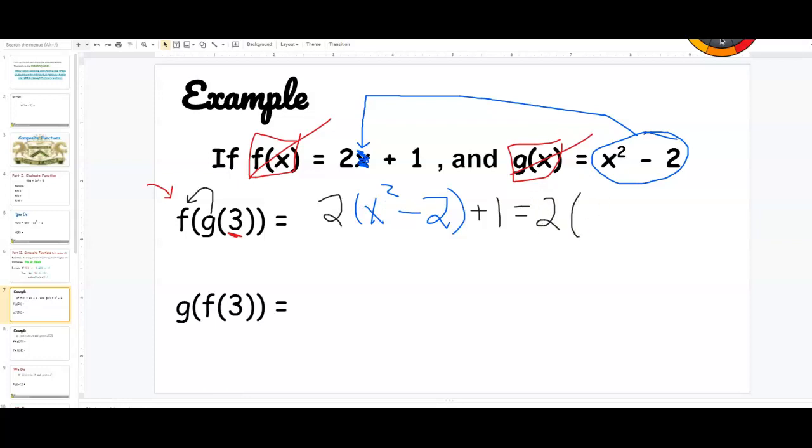parentheses. When you see x, replace it by 3. So it's 3. And copy the rest. Next is squared. Next is minus 2. Parentheses. Next is plus 1. And here, everything is a number. You can put this big calculation in your calculator and get a result. If not, you can calculate it yourself. Do the exponent first. 3 squared is 9, so it's 9 minus 2, which is 7. So 2 times 7 is 14. 14 plus 1 is 15. So that's your answer.